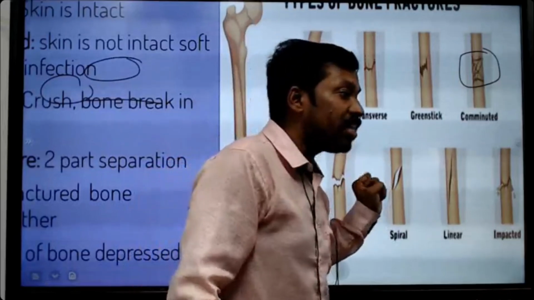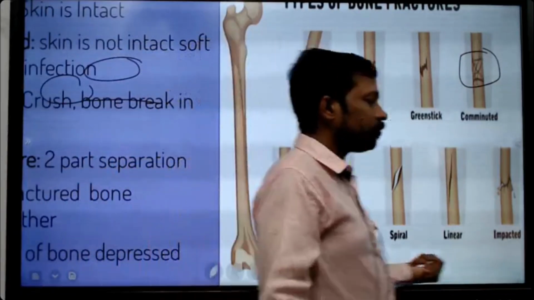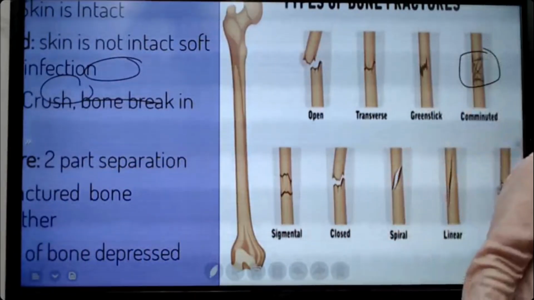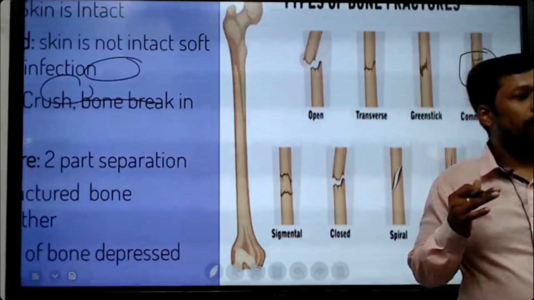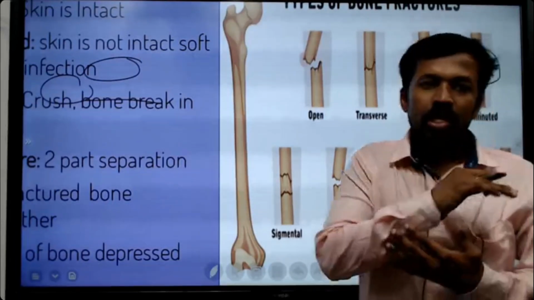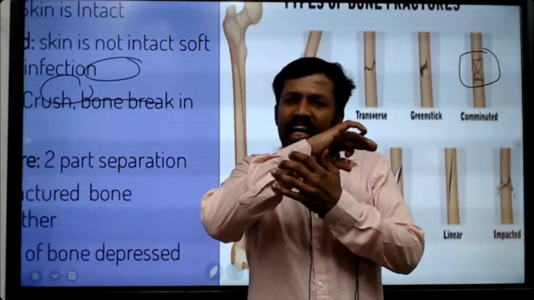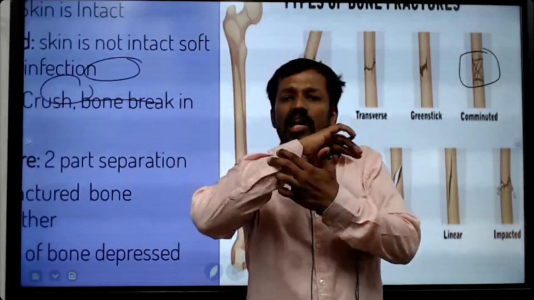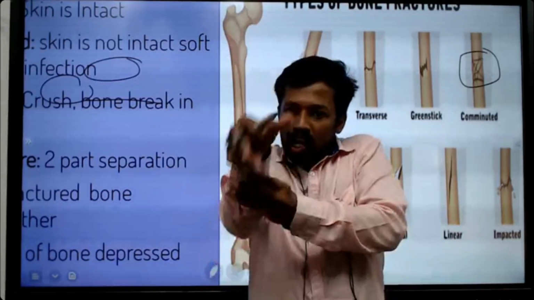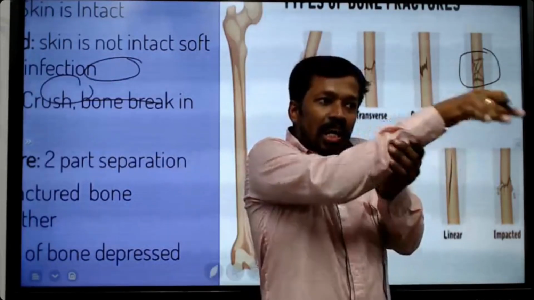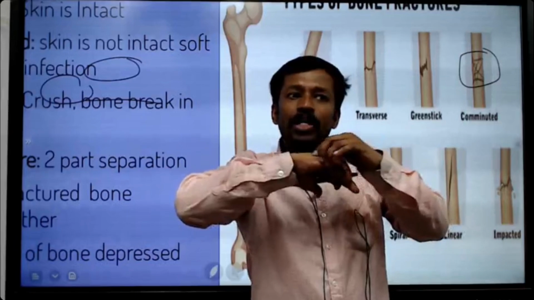What is the commonest site of green stick fracture? Suppose if it is in the ulnar area, what happens? Ulnar area fracture happens and radial area bend happens. Got it? How? Like this. This area fractured and this area bend. Same way, most commonly it can happen to this bone.